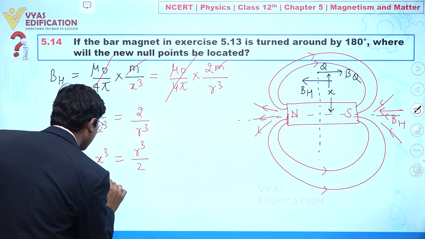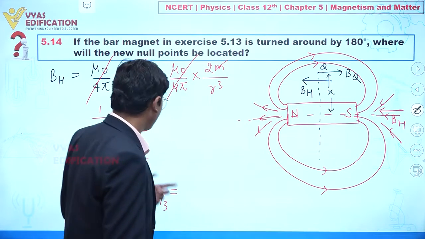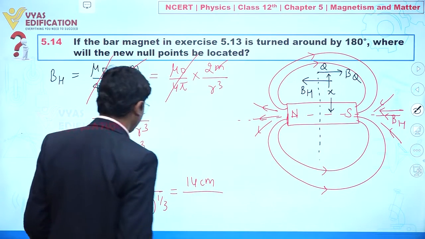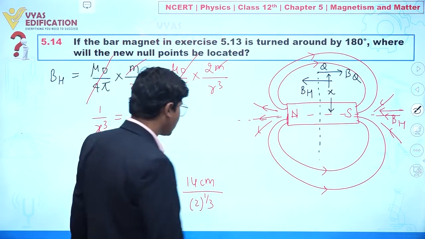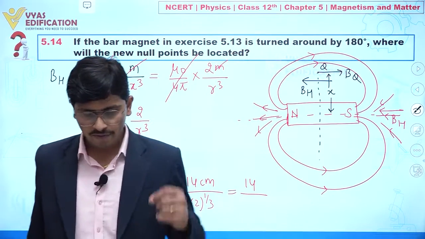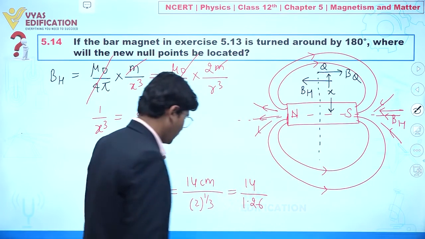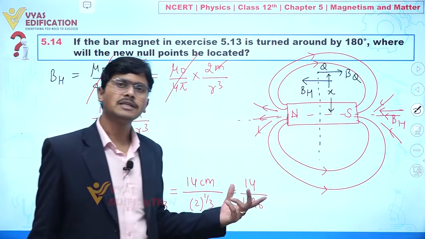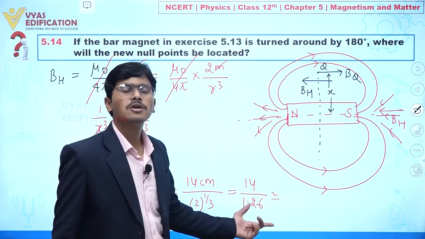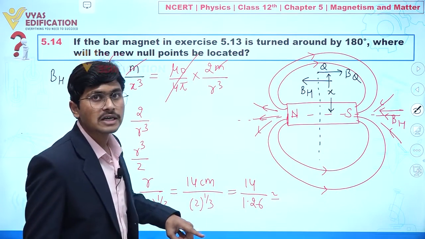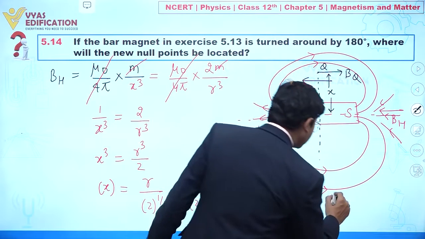From here the value of x is given by r divided by 2 power 1 by 3. Clear? Now from the previous question the value of r is 14 centimeter, and it is divided by 2 power 1 by 3. So this is equal to 14 divided by, what is the value of 2 power 1 by 3? This is given by 1.26. If you cube this 1.26, you will find near about 2. Let's suppose I take this as 1.25 for example. So 1.25 is equal to 5 by 4. So 14 divided by 5 by 4 is equal to 56 divided by 5.